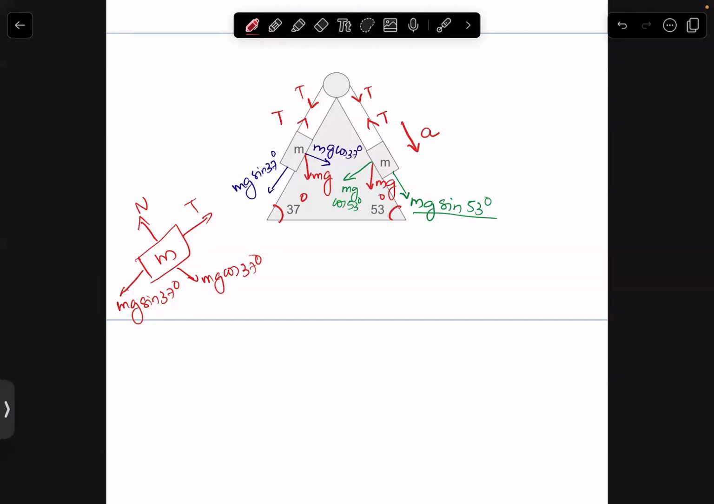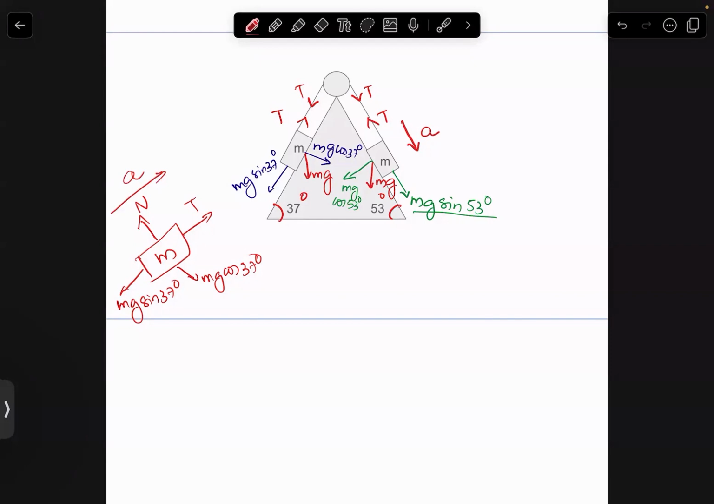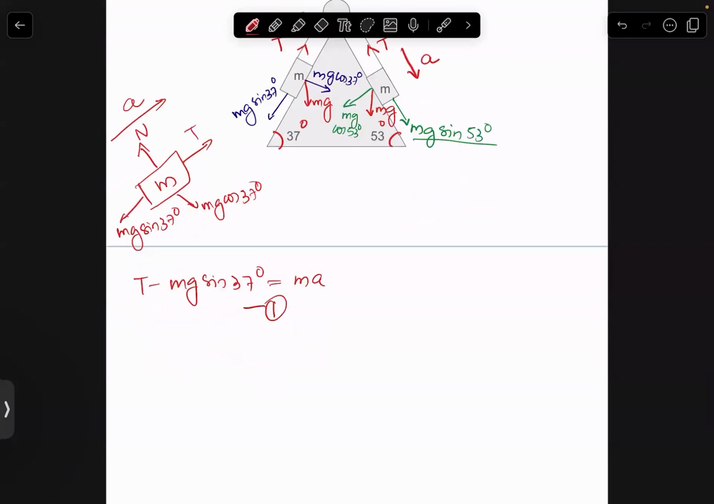So the acceleration, I have taken it in this direction. So from free body diagram 1, you can write T minus mg sine 37 degree is equal to ma, that is equation 1. In the perpendicular direction, you can simply write mg cos 37 is equal to N.